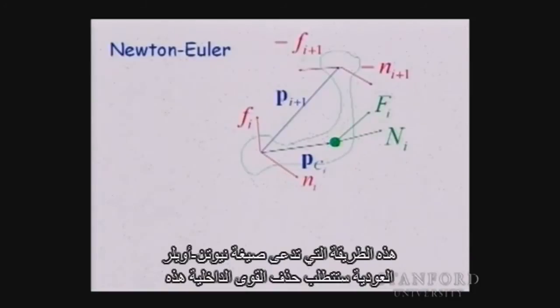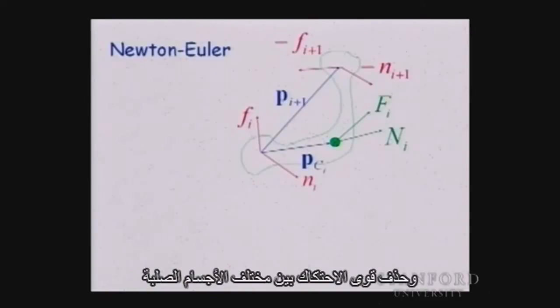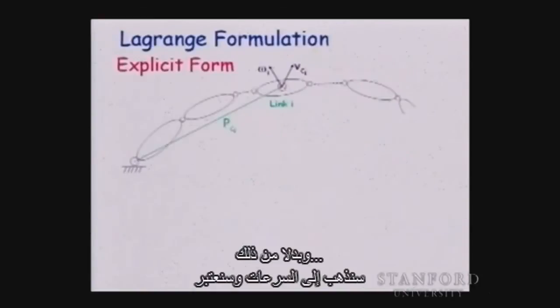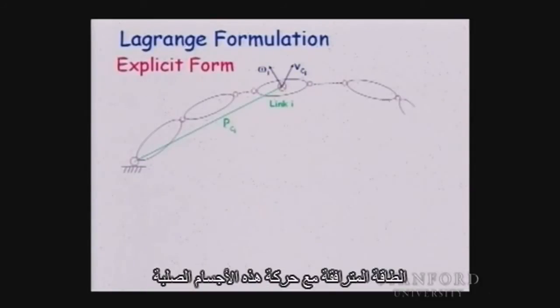Well, this way, which is called the recursive Newton-Euler formulation, is going to require elimination of these internal forces and elimination of the forces of contact between the different rigid bodies. And what we will do instead, we will go to the velocities and we will consider the energy associated with the motion of these rigid bodies.